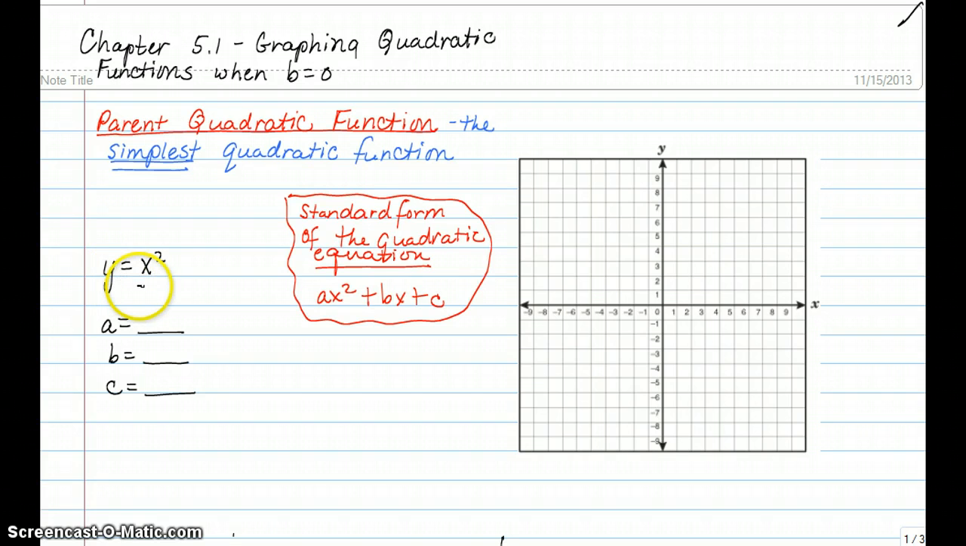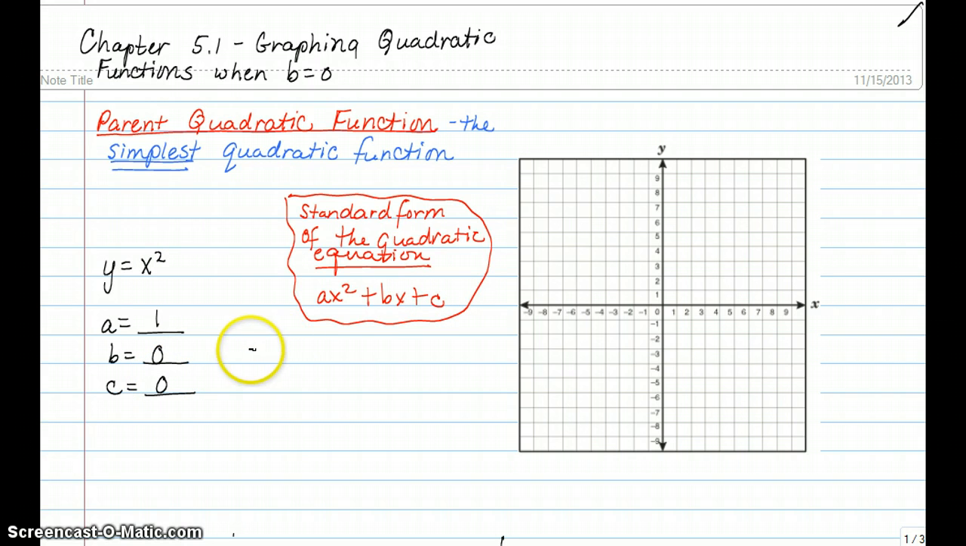So the parent function is y equals x squared, and there's a 1 here even though it's not written, so a is 1 because the standard form of the quadratic equation is ax squared. There's where your 1 is, the a part, plus bx. Well, b is 0, because that's why there is no b. And then plus c, there's no c either, so that's 0.